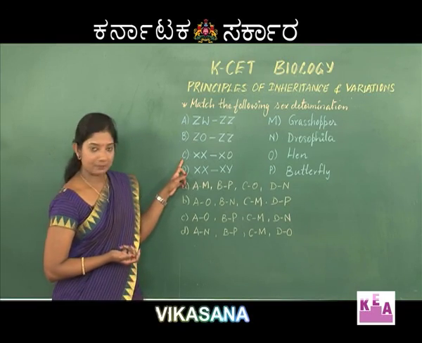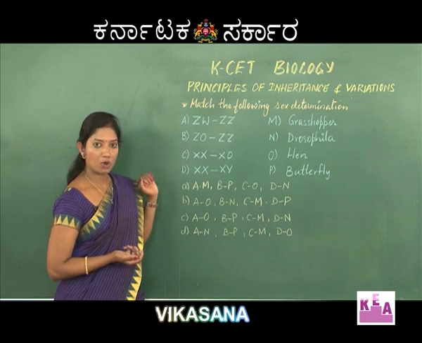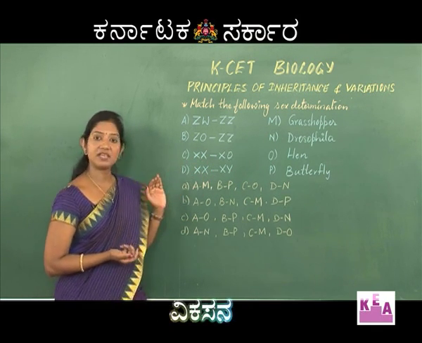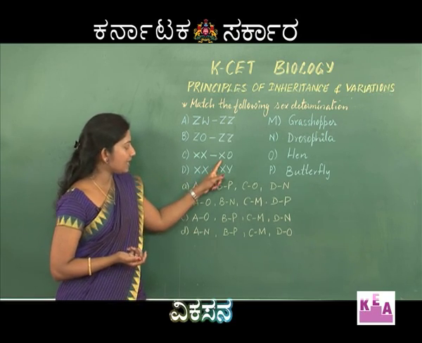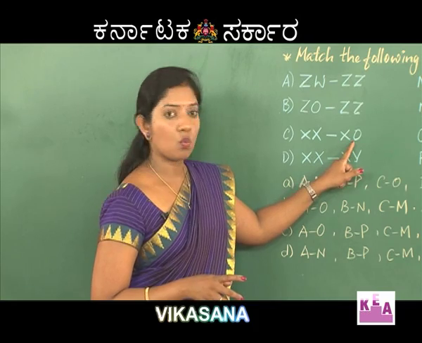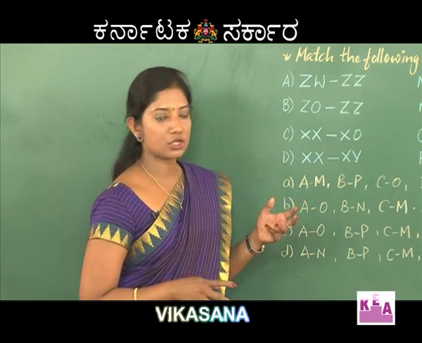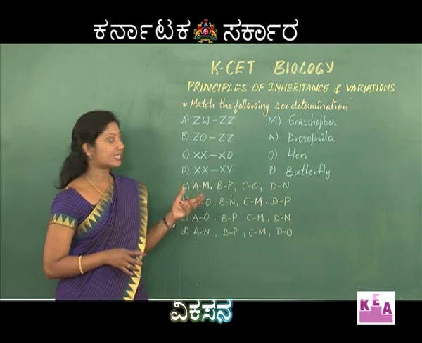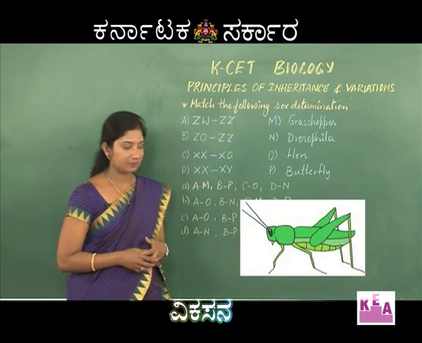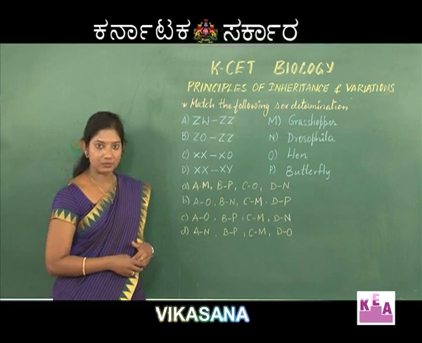Now option C, XX X0. It is almost similar to option D, but the difference over here is that in case of male there is only 1 X chromosome, there is no Y chromosome present. And this kind of sex determination you will find in insects like grasshopper. Now let me explain option A and B.